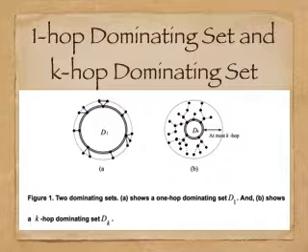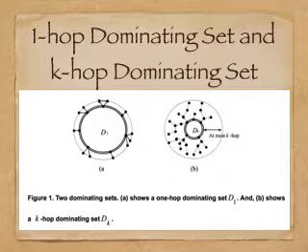Basically, you can see that from Figure 1. Figure 1a shows a one-hop dominating set D1. That means for those circles with dots, they try to cover the nodes that are outside of the dominating set, but within the big rounded solid lines of the circle, all the nodes belong to a dominating set.